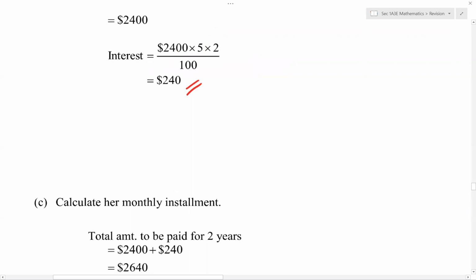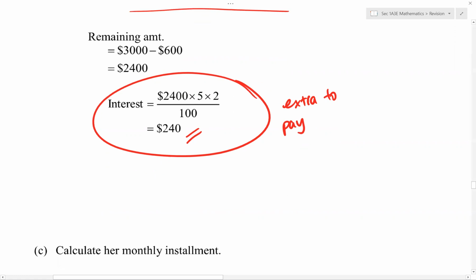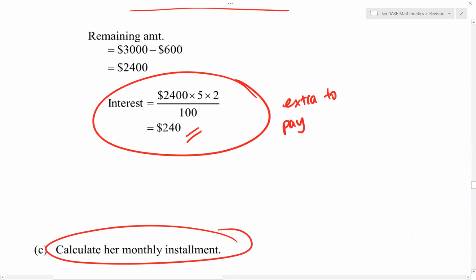So calculate the monthly installment. This will be the extra to pay for the convenience of taking the laptop without paying the full price at the start. So the total amount that she needs to pay eventually is 3,000 plus $240. That's the situation. Can I say one more time? In summary, everything that she pays will be 3,000 plus $240. Next part says calculate monthly installment. How much is she going to pay per month?